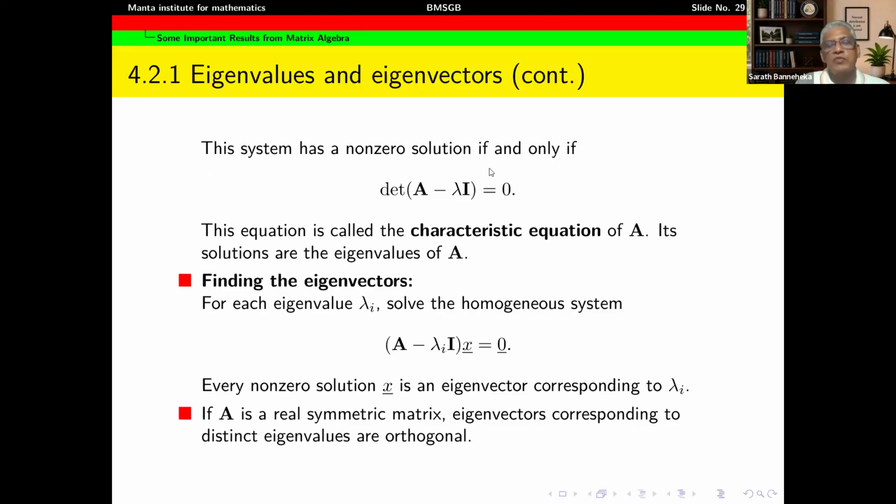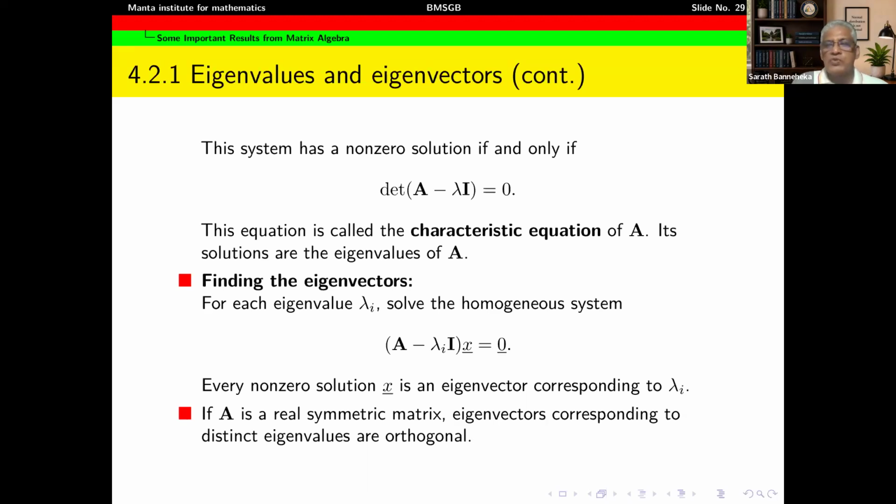Now it is a function of lambda. So we have to solve this for lambda values. This equation is called the characteristic equation of A. Its solutions are the eigenvalues of A. So we have to solve that equation to get the eigenvalues.